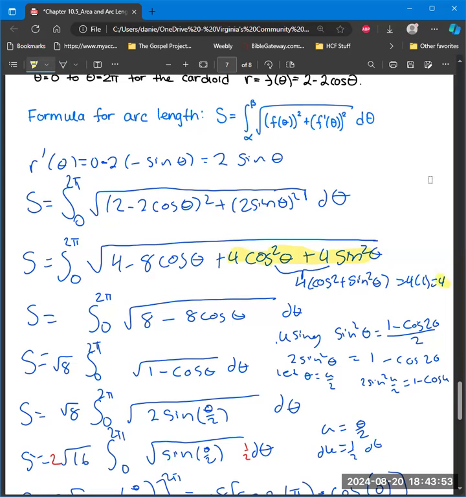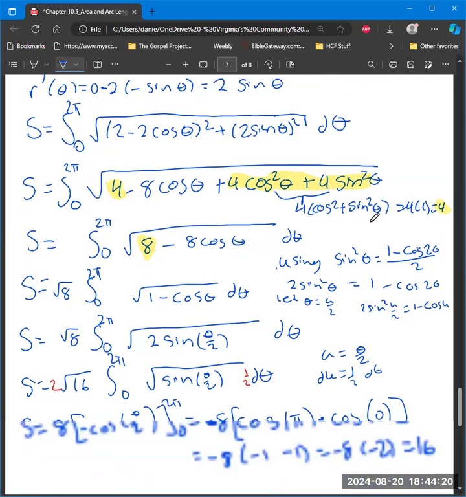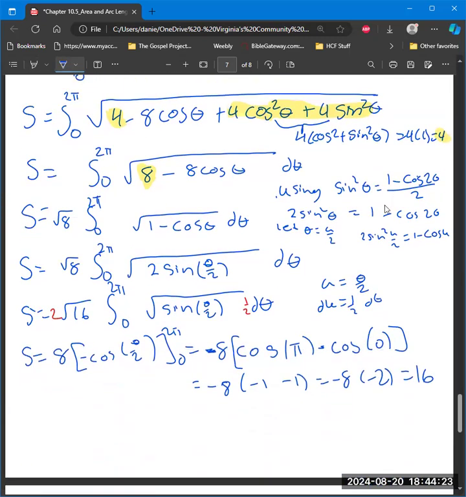4 plus 4 is going to be 8. And then I have 8 minus 8 cosine of theta. So I'm going to take the square root of 8 out front, just factor it out there, and that leaves me 1 minus cosine of theta d theta, 0 to 2 pi for my limits. And this is kind of tricky. I've seen this quite a bit, so I see what's going on here.